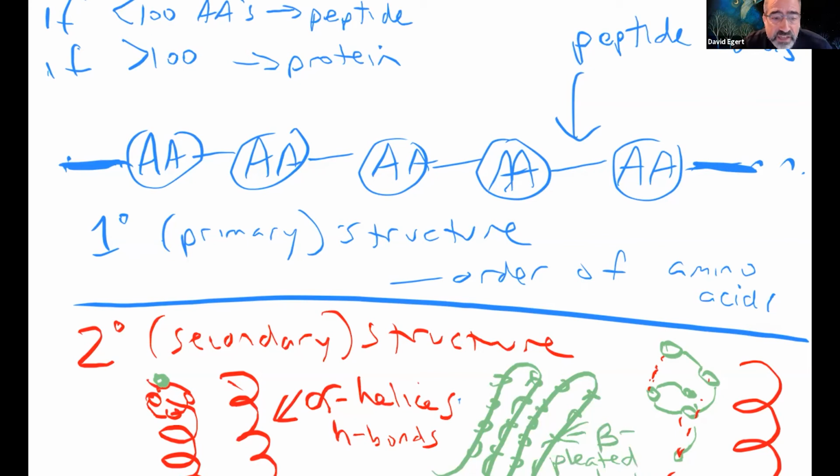So this is the secondary structure. You get hydrogen bonding between amino acids within the same big molecule, within the same big protein. And it takes the form either of these big, pleat-like folds, the beta pleated sheets, or else these tight spirals, the alpha helices.